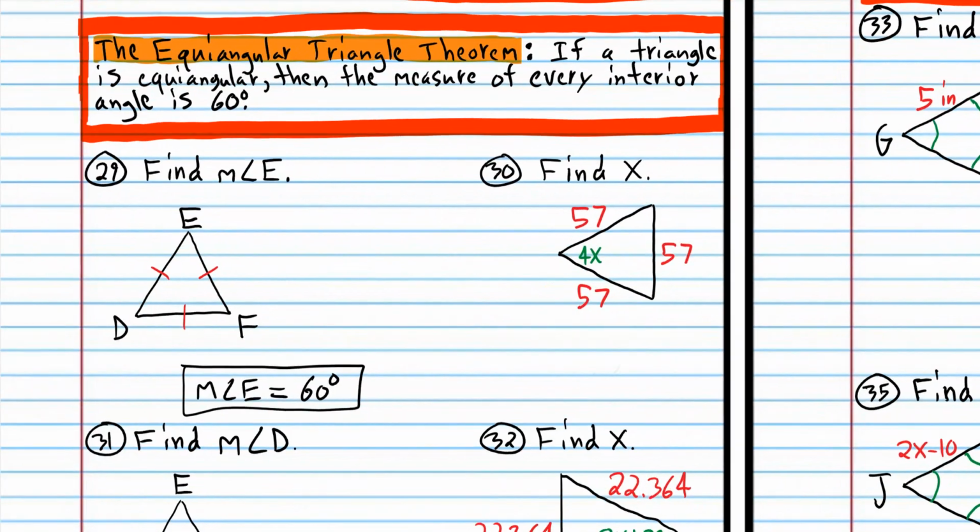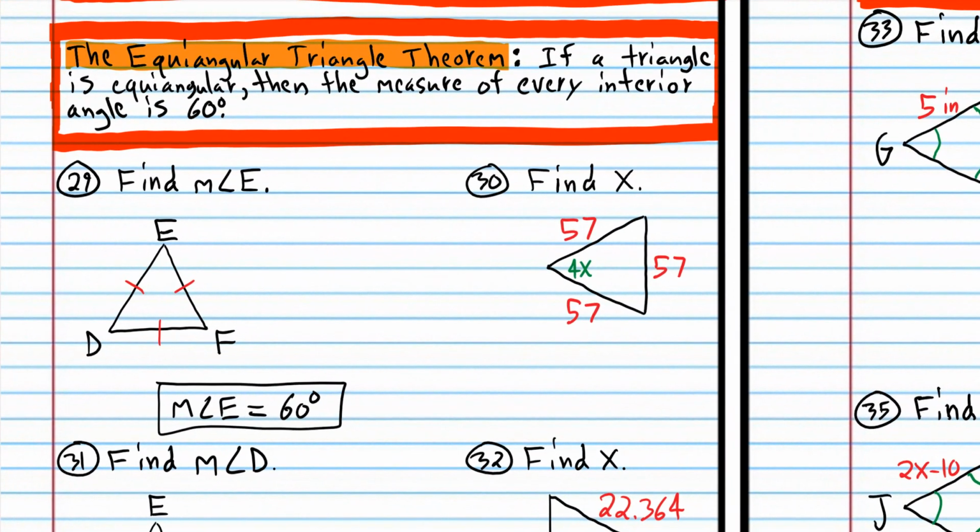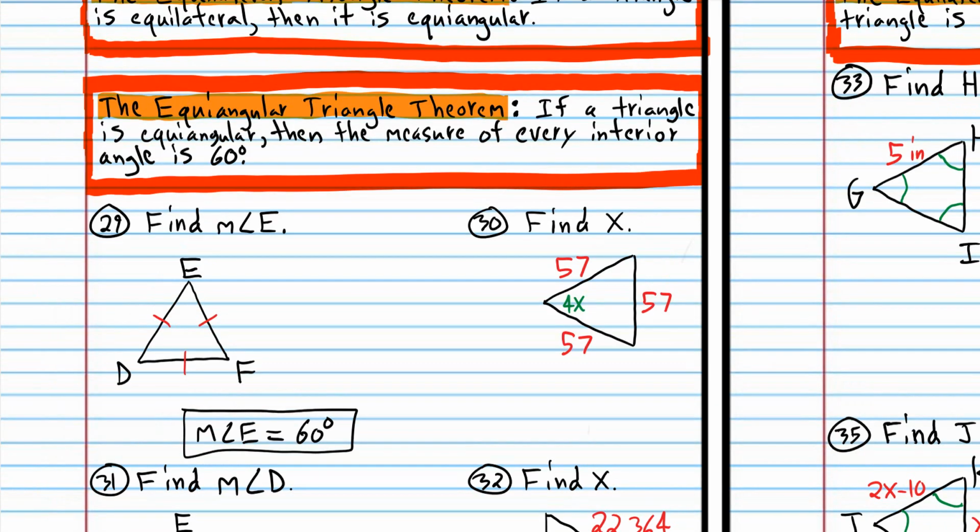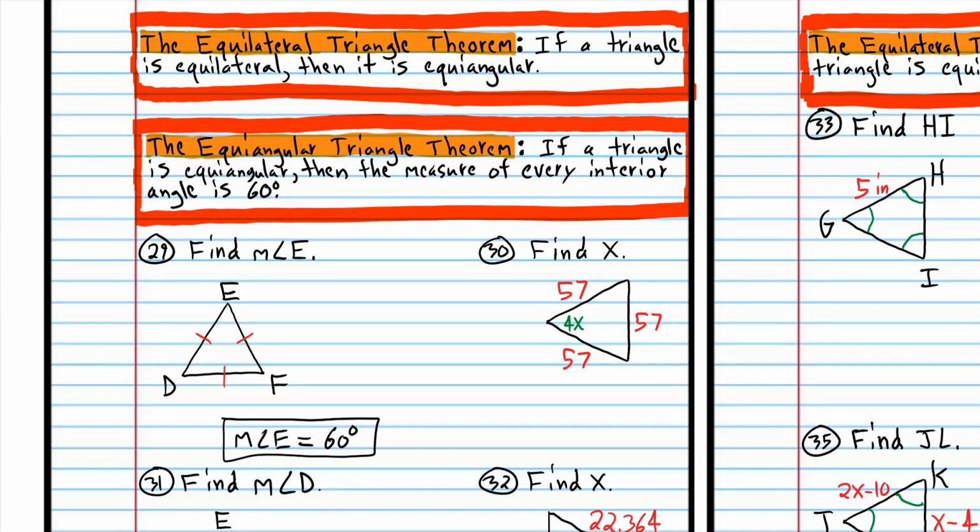All right, so number 30, we have an equilateral triangle because all the sides are congruent, which means we know that all the angles must be 60 degrees. So that means that 4x must be equal to 60, and we can easily find x, which is 15. Again, these problems are very easy.